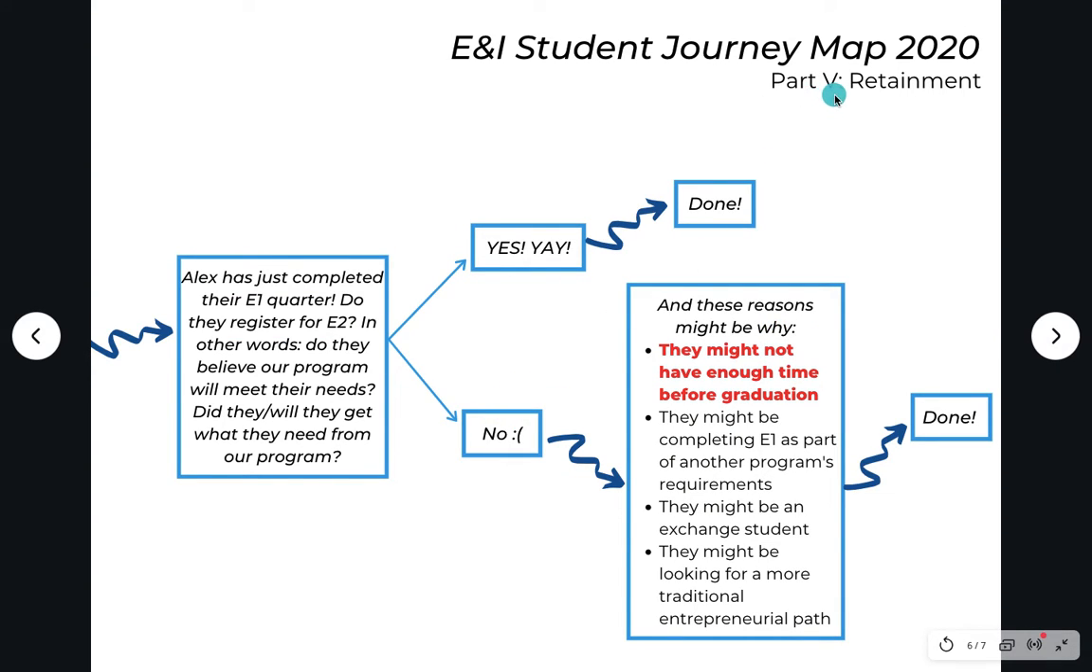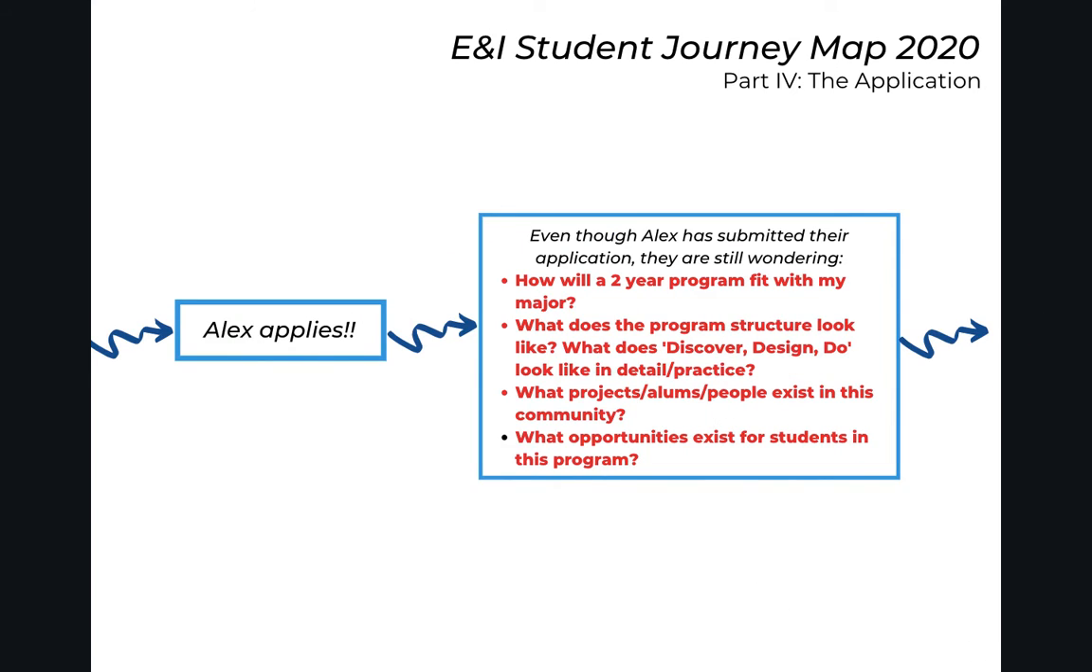So part 5, Retainment. So Alex has applied, and they've just completed their E1 quarter, yay! Do they register for E2? In other words, do they believe that our program will meet their needs? So this part is kind of like the buying. So your customer buys, or they sign up, or they agree to purchase. The transaction occurs. So this is kind of the post-transaction, what's still lingering through their minds.